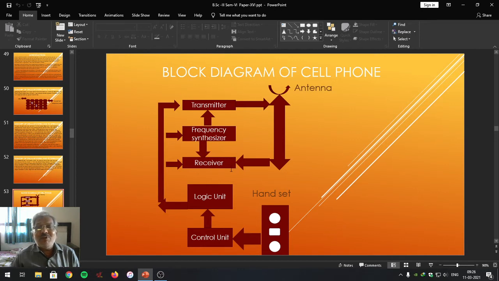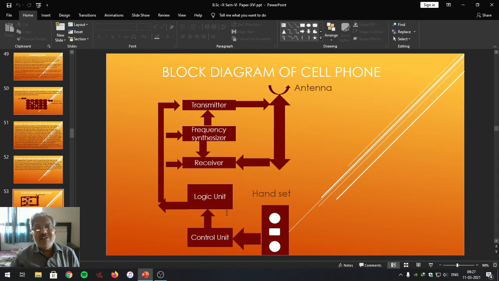In addition to these blocks, it makes use of a logic unit. So the logic unit is a unit that performs almost all the logical operations. Logical decisions for the purpose of transmission, for the purpose of reception, are being taken by means of a logic unit in the cell phone. This contains almost all the logical circuitries.